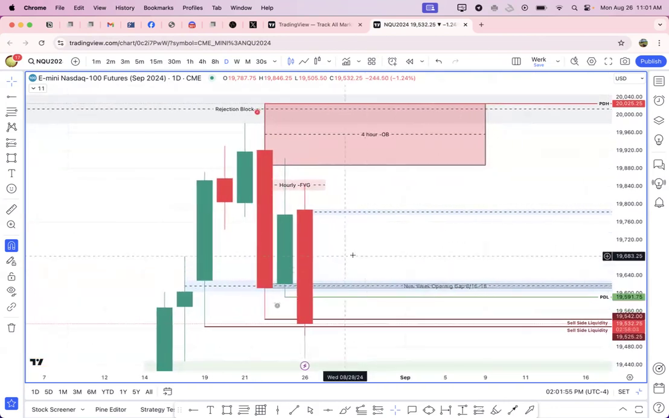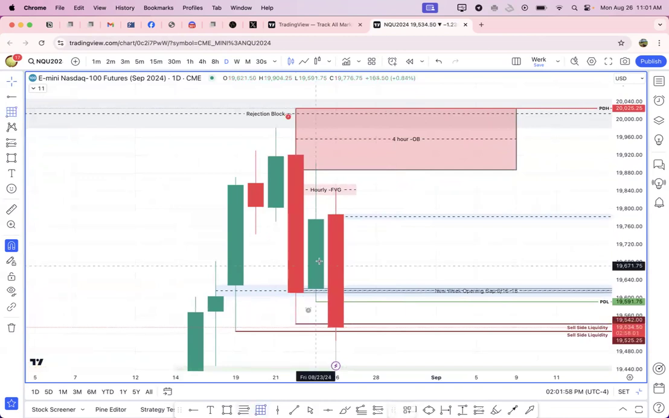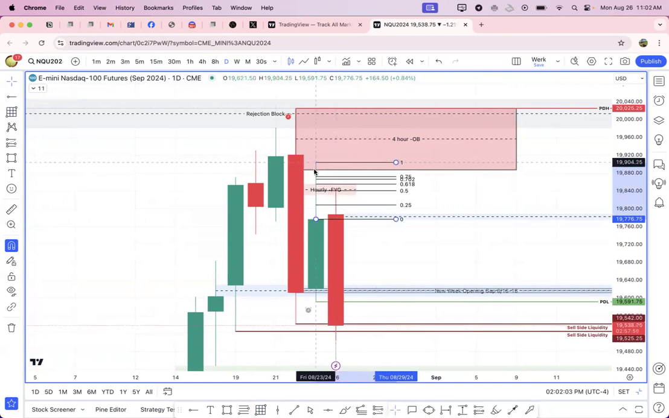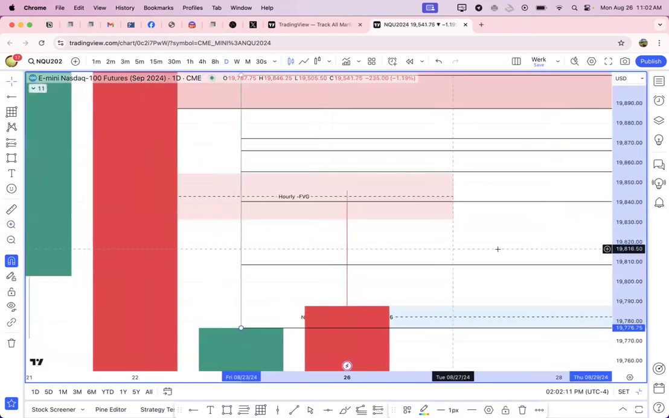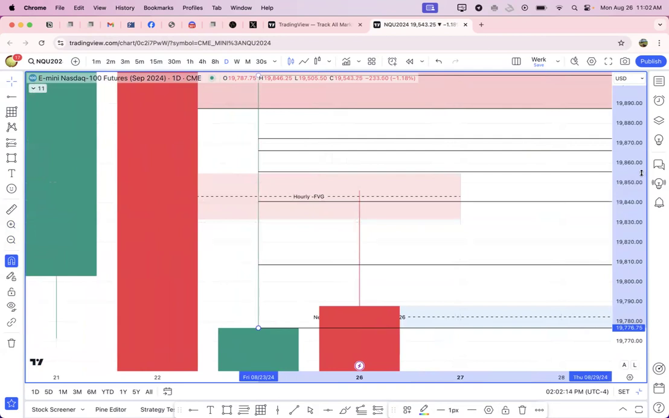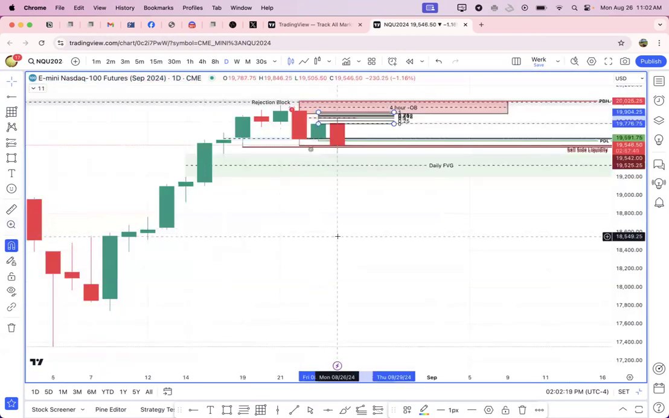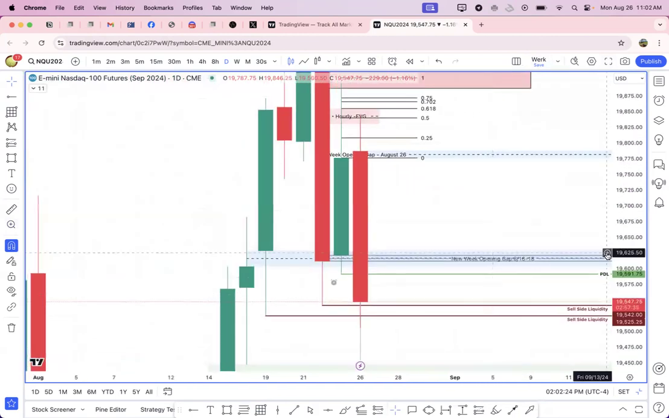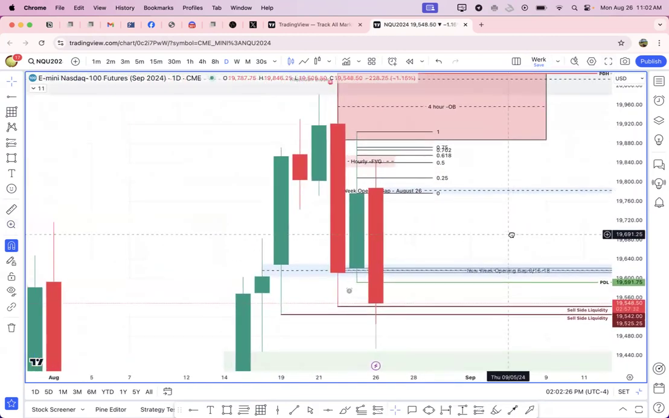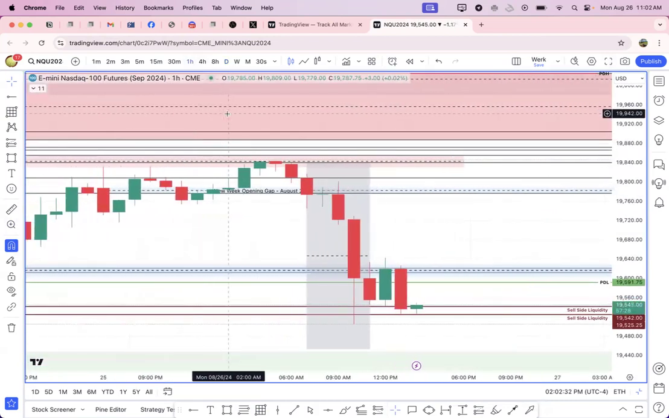And then when I was looking at this, I was like, oh, well, look at here. Look at this little gap right here. It's just nestled up here. And look at where we went to. Consequent encroachment of the gap, aka that daily wick. So that is great to see. Then you see that we also have an hourly fair value gap nestled in there. So that's good to see.